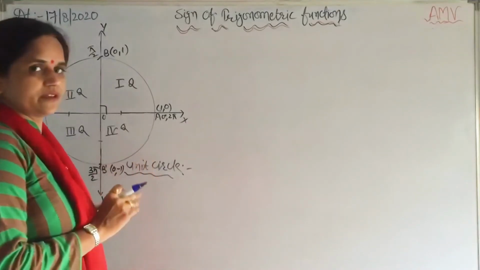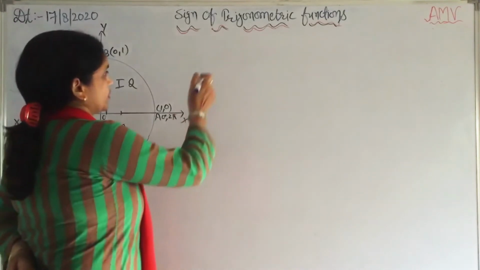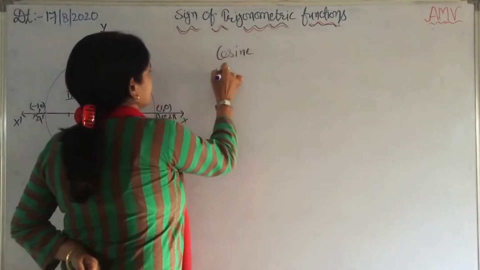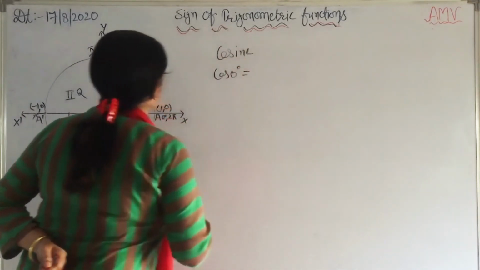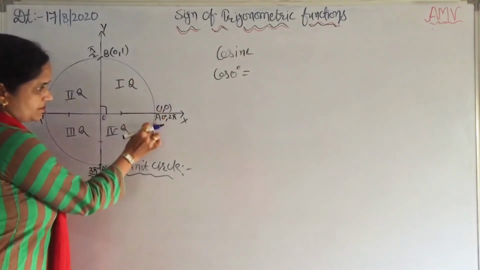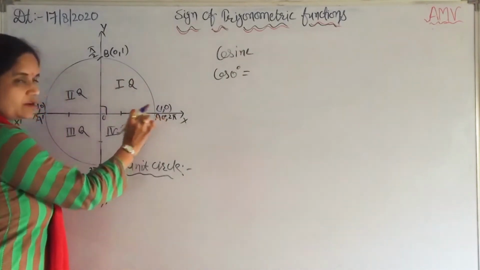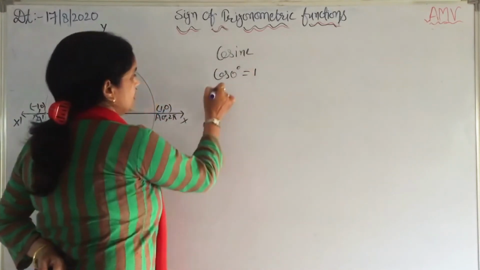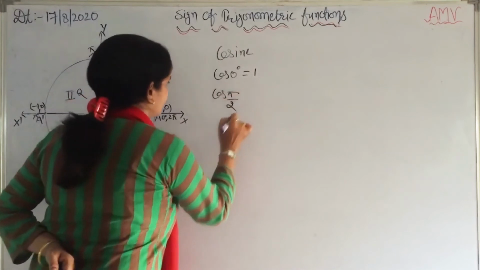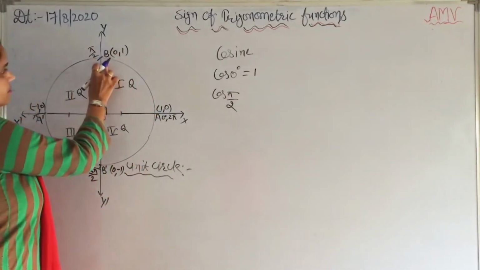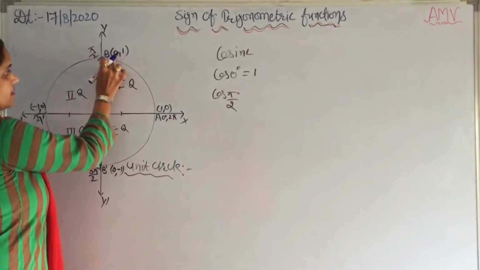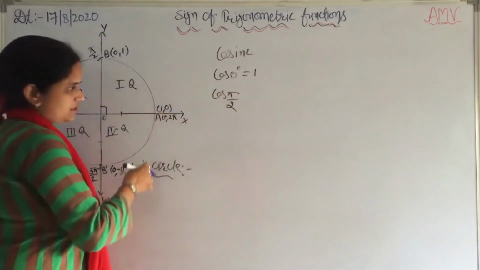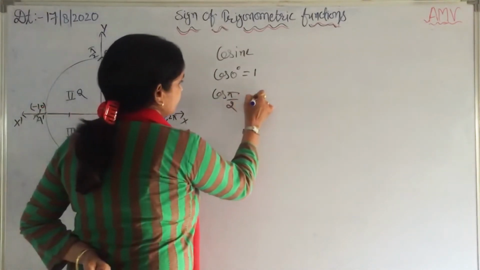Now the values of sine and cosine functions. First cosine. So cos 0. Now see the value here of coordinate A. It's (1, 0). The first coordinate is 1, so cos 0 is 1. Cos pi by 2. Now see the coordinate B, (0, 1). Here the first coordinate is 0. The first coordinate represents the x axis. So cos pi by 2 is 0.